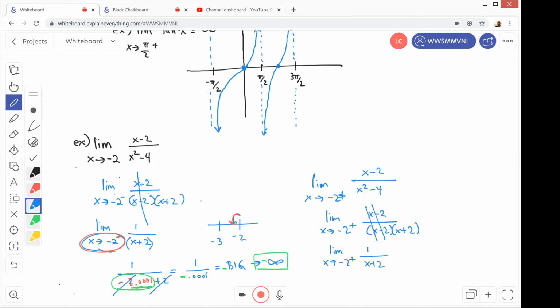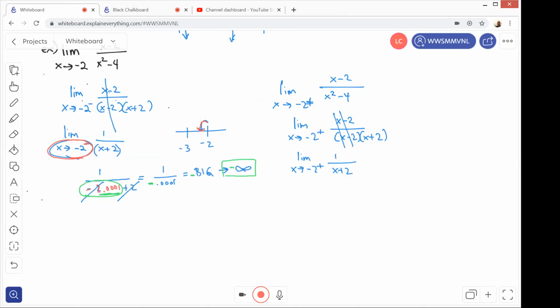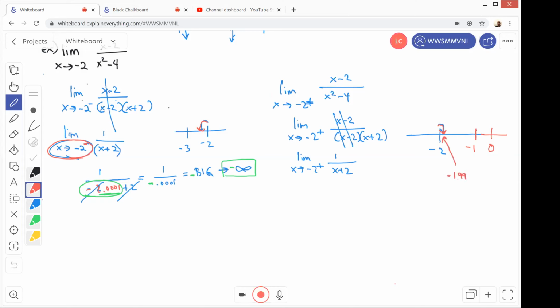Then instead of plugging and chugging -2, let's try another number that's closer to -2. So using our number line, we're approaching -2 from the right side. So what number is right there? I'll do that in red. What number is right here, on the right side of -2? Here is -1. On a number line, this is 0. Think about what's on the right side of -2. That number could be -1.9. So right there, -1.999, that's closer to -2.